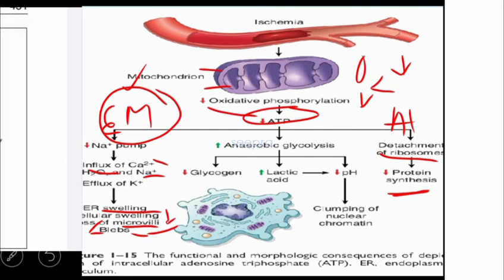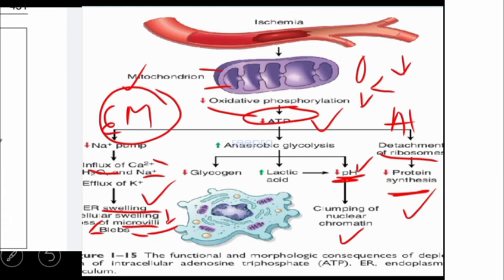These are the main points: cellular swelling, pH decreases leading to clumping of nuclear chromatin material, protein synthesis decreases, and ATP decreases. In the liver, fatty liver occurs because of enzyme degradation due to the acidic medium. Okay, thank you. This is all about reversible cell injury.